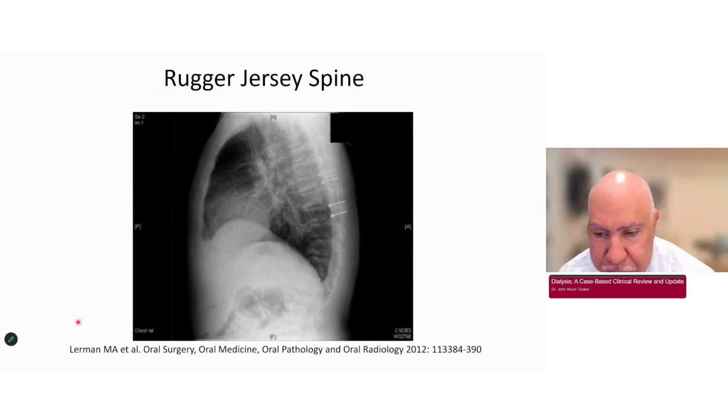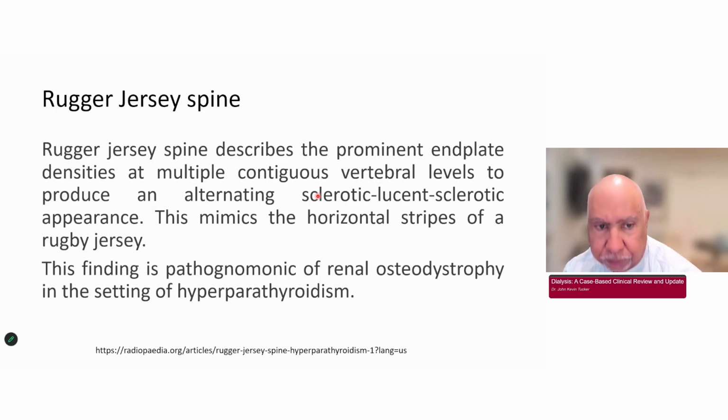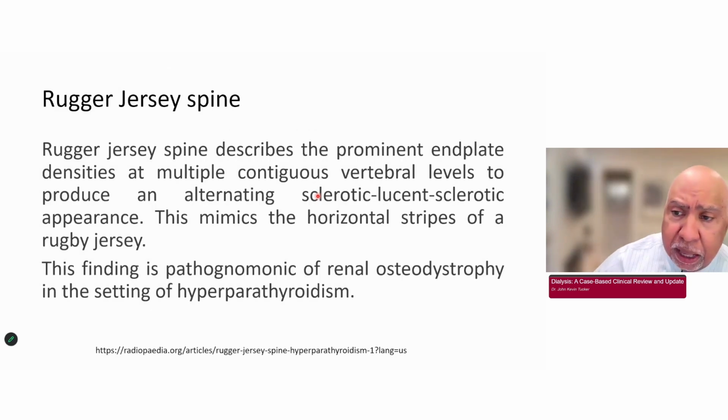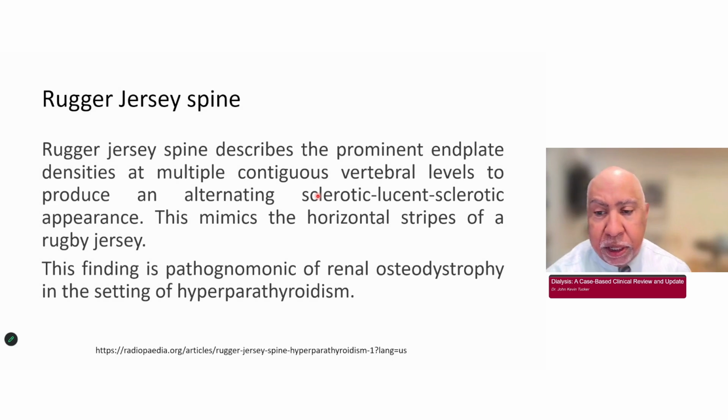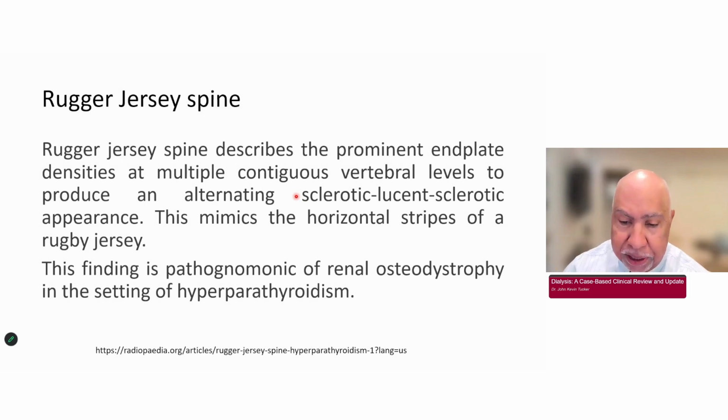So this is from a publication that we did regarding this case. This is not this patient, but it shows what is called a typical rugger jersey spine. And you can see here the end plates having these radiolucencies. The rugger jersey spine describes the prominent end-plate densities at multiple contiguous vertebral levels to produce an alternating sclerotic, lucent, sclerotic appearance, which mimics the horizontal stripes of a rugby jersey. This finding is pathognomonic of renal osteodystrophy in the setting of hyperparathyroidism.